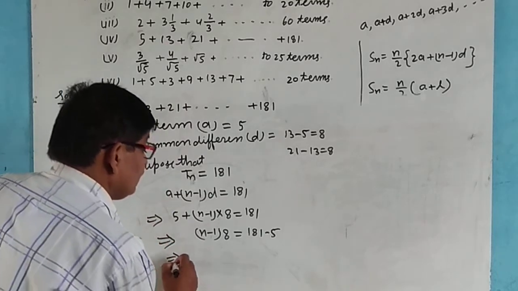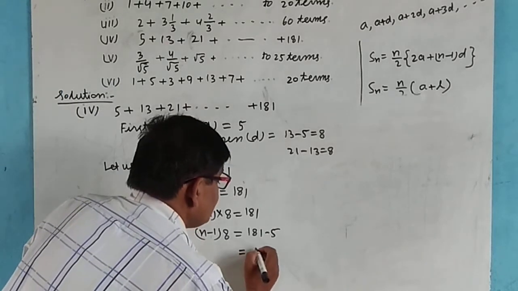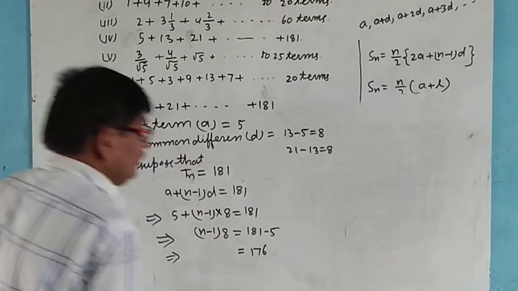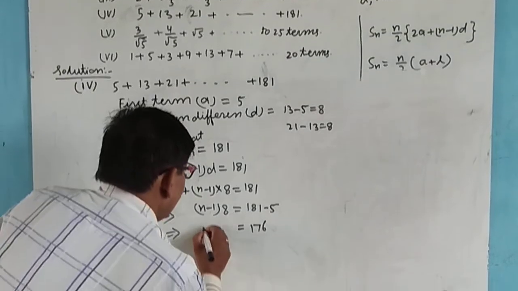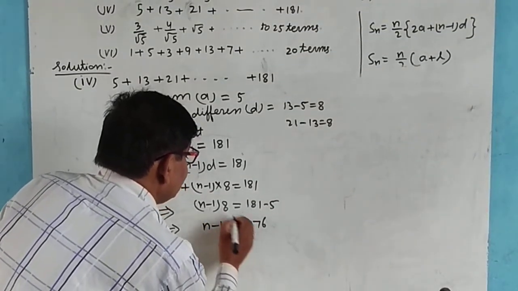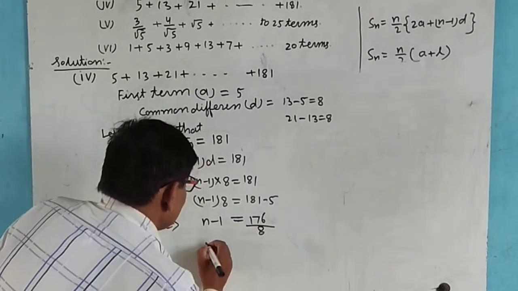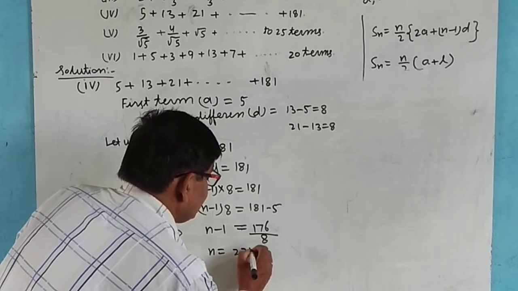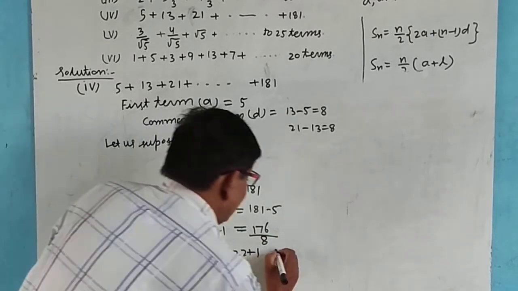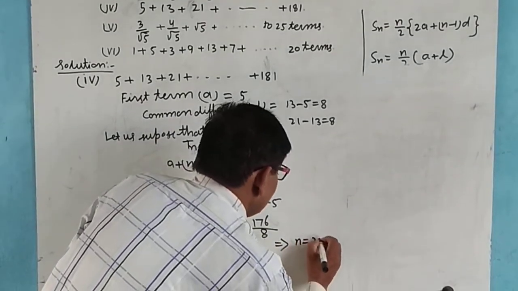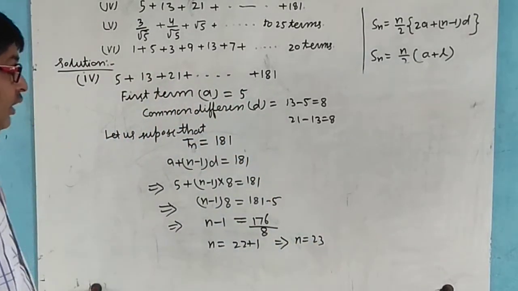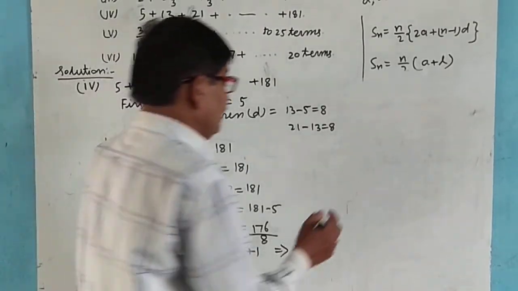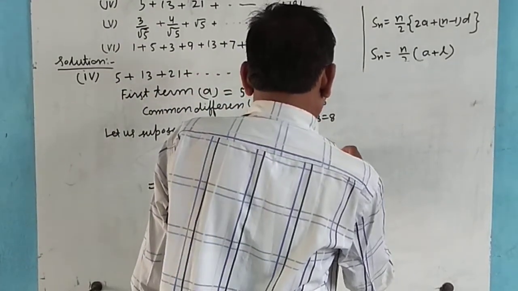Here this is equal to 181 minus 5, that is 176, and n minus 1 is 176 divided by 8, so that n minus 1 equals 22, plus 1 implies that n is equal to 23. Now n is equal to 23, number of terms is 23.